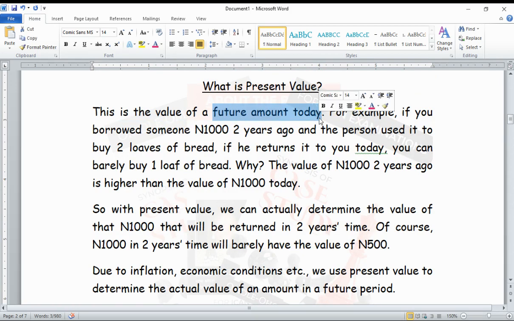Like I said earlier, you want to embark on a project. This is 2024. Let's say you want to embark on a project in 2025, but you want to make a decision as to whether to embark on it now or not. The decision is going to be taken today in 2024. But we want to know the value of that cost or that project in 2025, today.